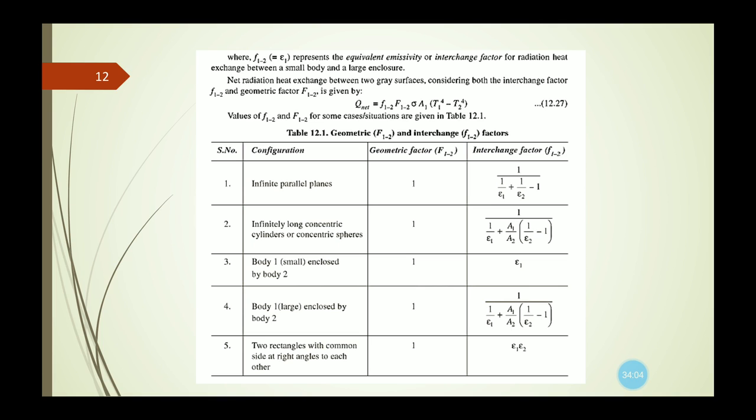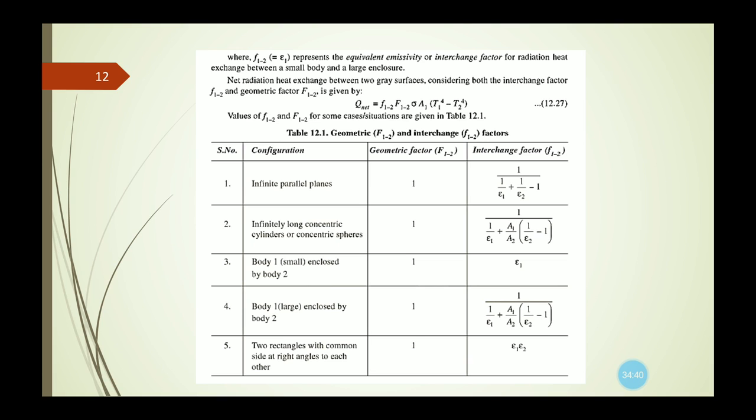Till now, for all the derivations that we have discussed, the value of the geometric factor and the interchange factor is represented in the below table. So here you can see 5 different configurations, and for each configuration, the value of the geometric factor, that is capital F12, and the value of the interchange factor, that is small f12, is represented in this table.